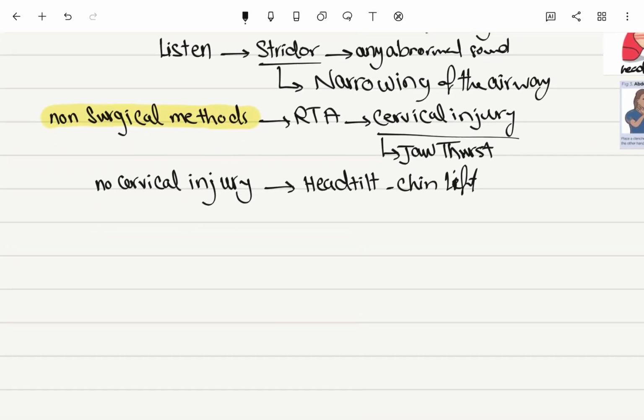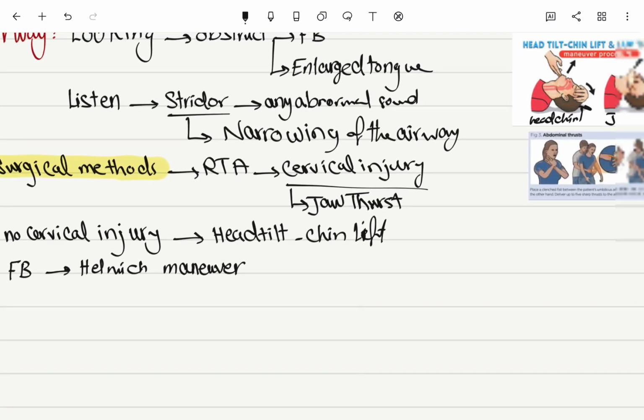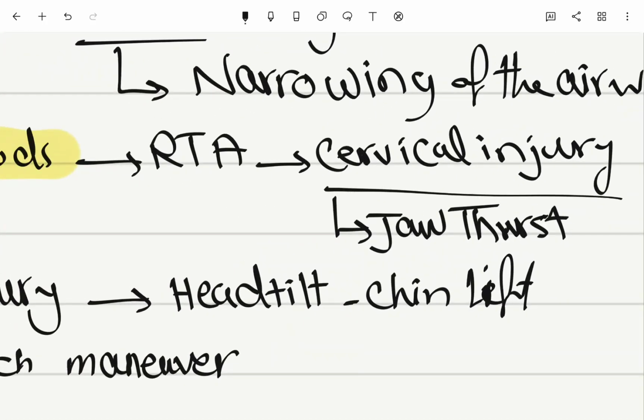Okay, if there is anything that obstructed the airway, like a foreign body, I will use the Heimlich maneuver. This is the Heimlich maneuver. It is to push the abdomen to get the foreign body out of the airway. Some papers say that I should do 5 back blows, but the Heimlich maneuver is the most commonly used.